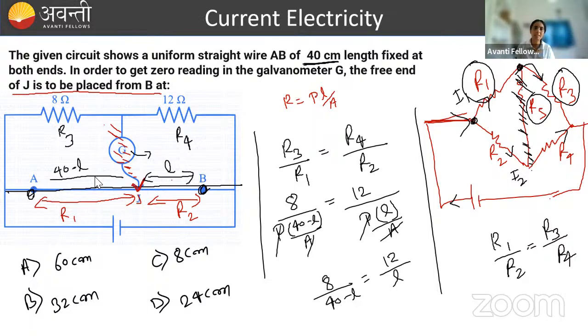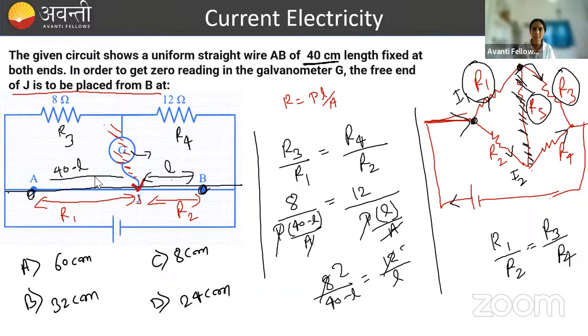ठीक है. So directly you can write R3 by 40 minus L is equal to R4 by L. Directly you can write this. है ना? I wrote this much just to explain you. ठीक है. Now let's see. What will be the answer? You all must have calculated it by now.